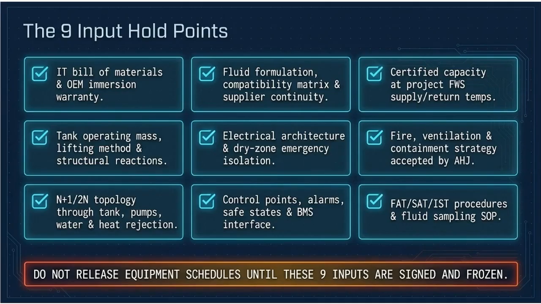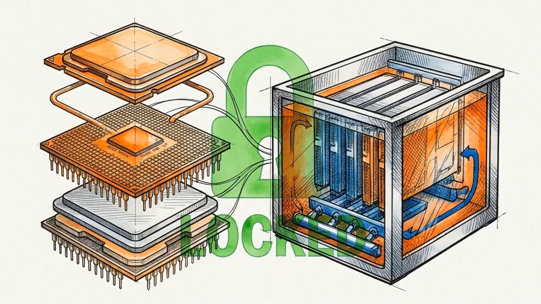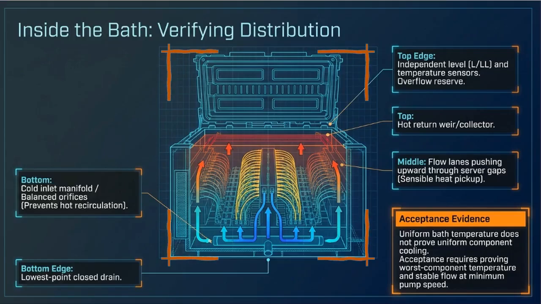This checklist shows you must secure sign-off on the IT bill of materials, fluid formulation, structural limits, and safety strategies. Notice the warning: equipment schedules cannot be released until these 9 inputs are frozen. Freezing these exact equipment and fluid combinations is the only way to establish a mathematically viable baseline for the entire mechanical design. This cross-section demonstrates the initial capture of heat inside a single-phase tank.